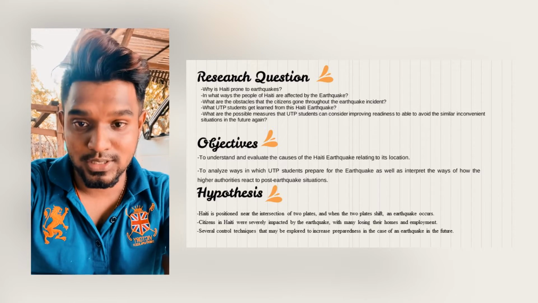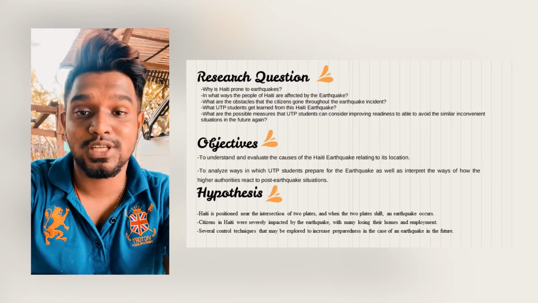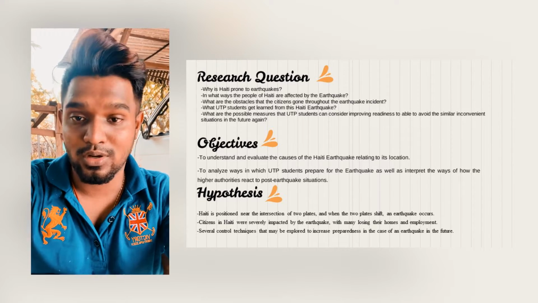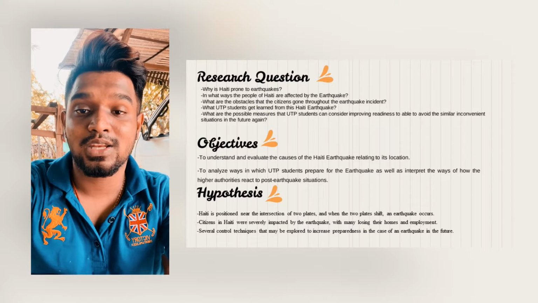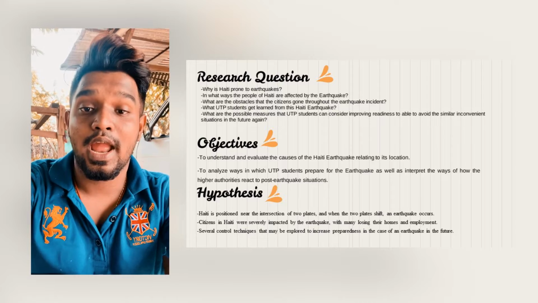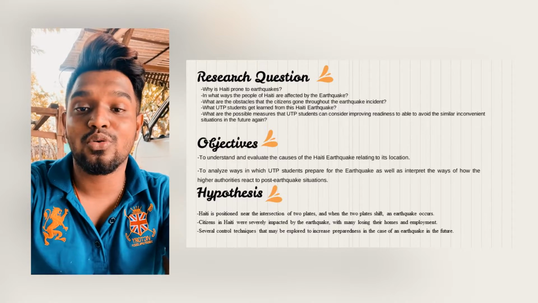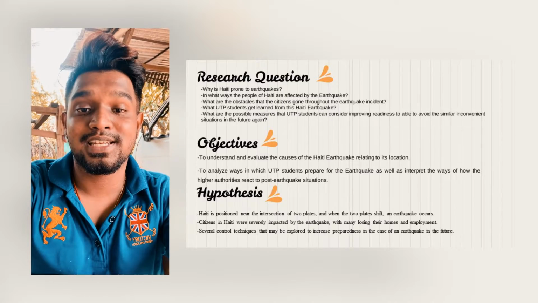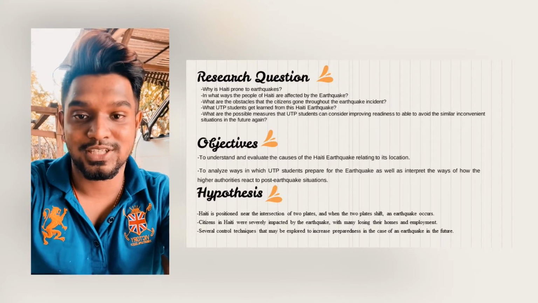Now let's see the hypotheses. First hypothesis, Haiti is positioned near the intersection of two plates. When the two plates shift, an earthquake occurs. Second, citizens in Haiti were severely impacted by the earthquake, with many losing their homes and employment. Third, several control techniques may be explored to increase preparedness in the case of earthquakes in the future.